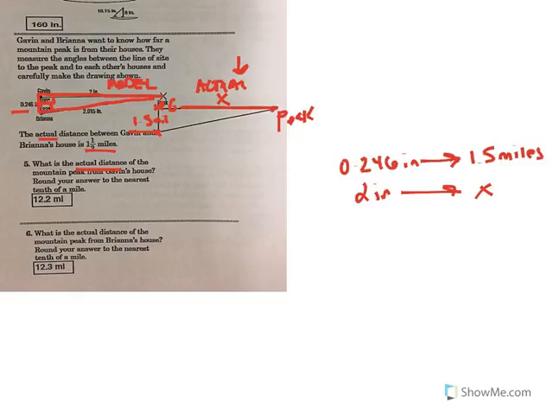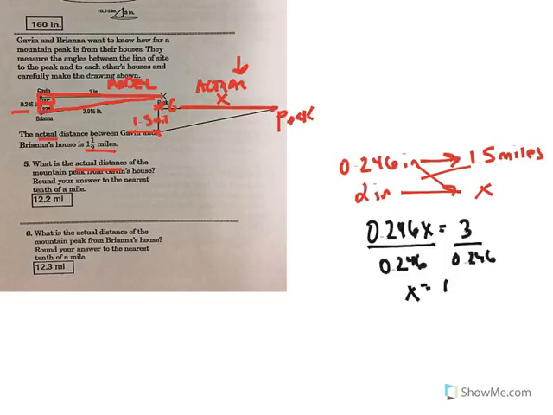Now let's cross multiply. What do we get? So I cross multiply. Now I have to get X by itself, so I divide both sides by 0.246. And I get X equals 12.195122. Okay, now look at the question, right? It says round your answer to the nearest tenth of a mile.